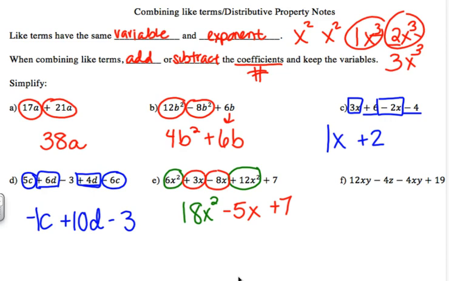Okay? Alright, let's take one more look at part F. It's tricky because you've got 2 letters. Now an xy is the same as an xy, so I can combine these 2 terms, the 12xy and the minus 4xy. So 12 minus 4 is going to be an 8xy. And then I can't combine anything that's left, so I'm just going to bring everything else down. So minus 4z and then plus 19. Okay, and then we're done.